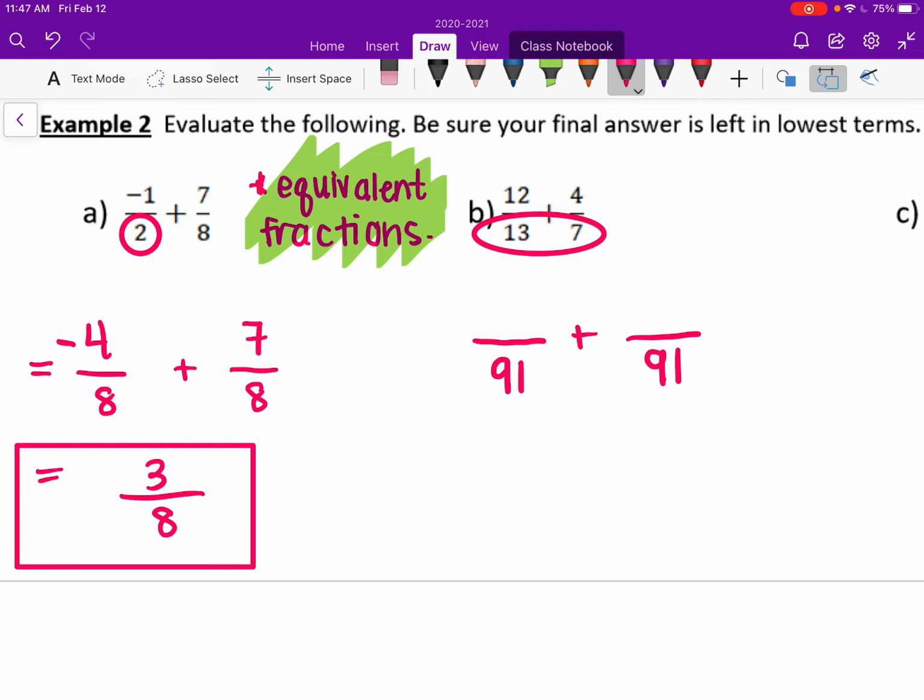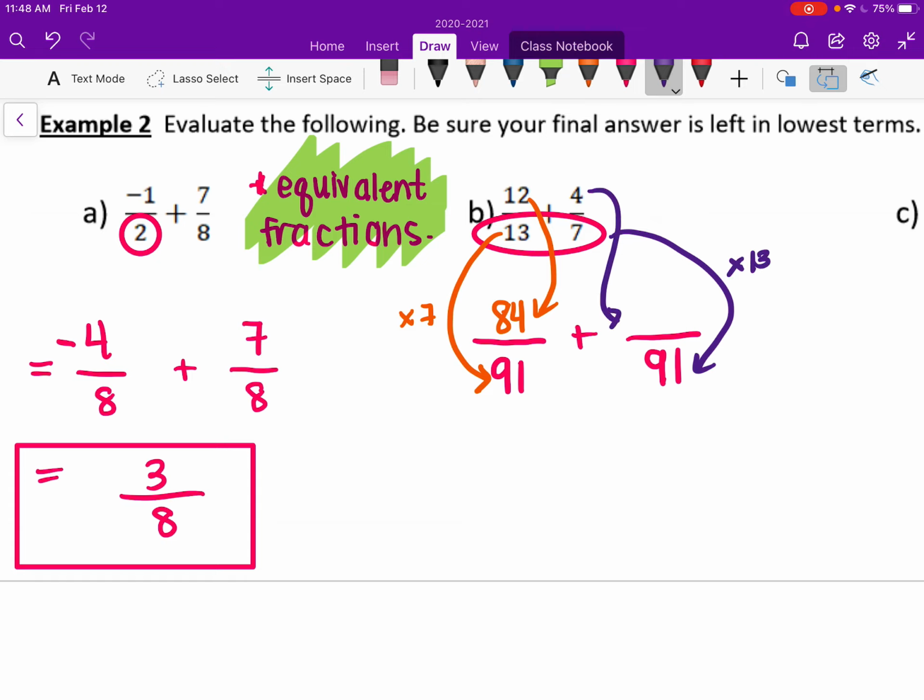So I've got to convert 13 to 91, and I'm going to do that by multiplying by 7. Whatever I do to the bottom, I'm going to do to the top. So I'm going to do 12 times 7. That's going to give me 84. Then 7 to 91 is 7 times 13, same thing as the bottom. So I'm going to do 4 times 13, and that's going to give me 52. I'm just going to do this in a different color. Multiplied by 13. Multiplied by 13. It's going to give me 52.